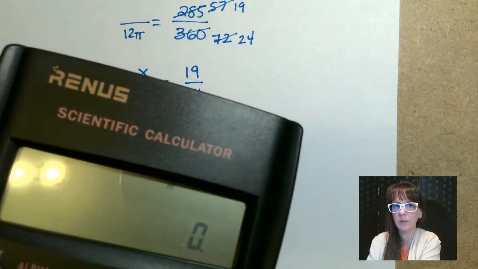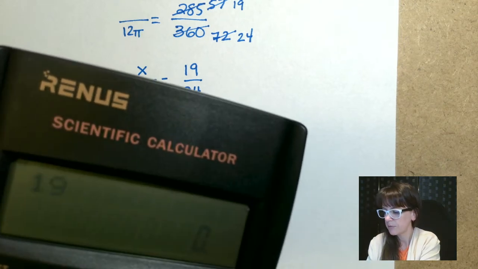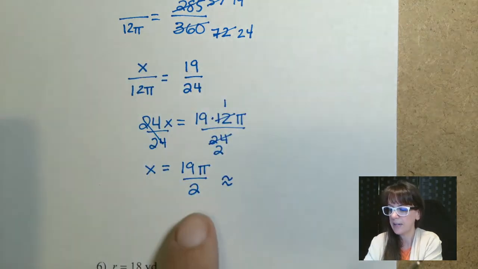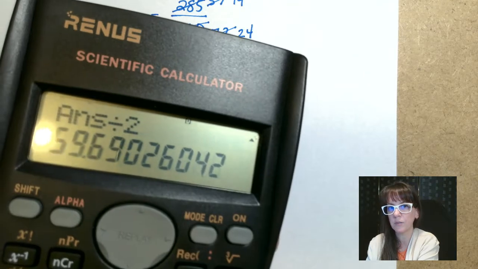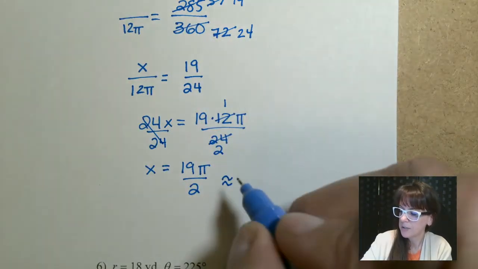or approximately, and use your calculator, so we say 19, and then we use our pi button, so I have to do shift and then pi on mine, 19 pi, hit equals, and then divide that by 2. Divided by 2 gives me 29.85.